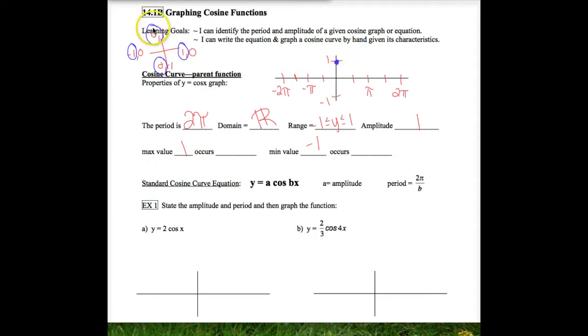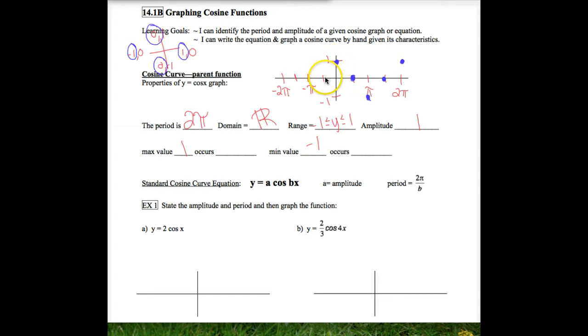Then at pi over 2, the value is 0. So it's down on the axis at that first notch mark, which is pi over 2. At pi, it's down to negative 1, so we go down. That's the bottom of the valley. At 270, it's back up to 0 at the midline. And at 2 pi, it's back up to 1. So the curve is the same type of curve. Essentially, we've just shifted it over because we're starting at the hill instead of at the midline.